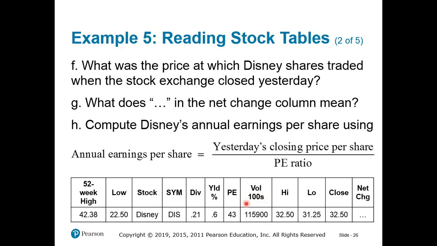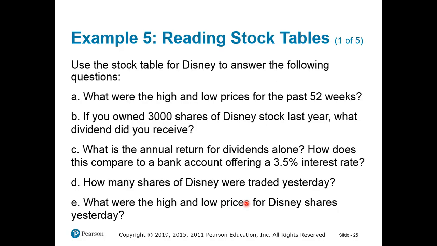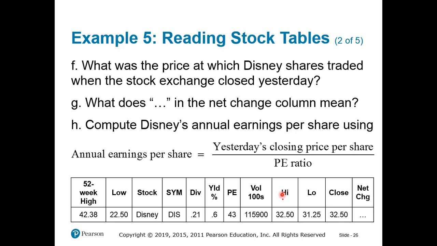Okay, what else? What were the high and low prices for shares yesterday? Well, here's the high and low right here. So yesterday, the highest price that it was trading at was $32.50. The lowest price was $31.25. And it closed at $32.50.